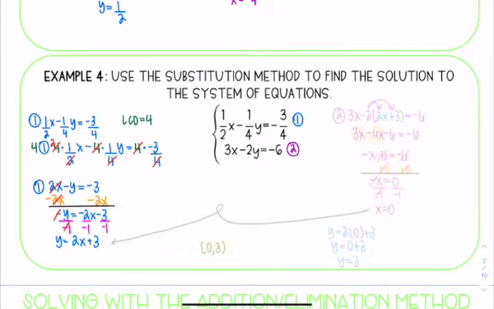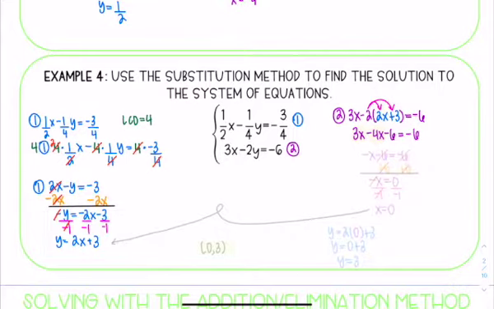We are going to plug 2x plus 3 into equation 2 wherever we see a y. So we have 3x minus 2 times, we're going to have 2x plus 3, equals negative 6. We're going to distribute the negative 2 to both pieces. And so we end up with 3x minus 4x minus 6 equals negative 6.